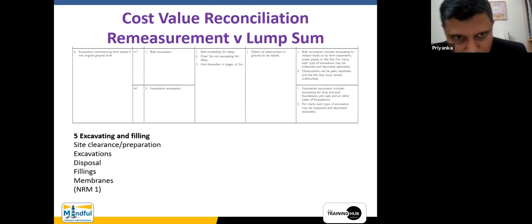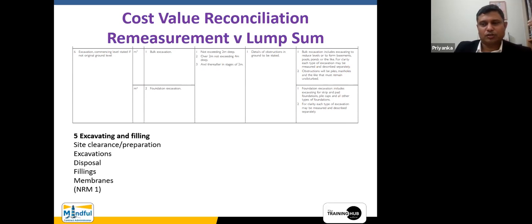Then this is the example that I wanted to talk about, which is the cost value reconciliation exercise for a remeasurement and a lump sum contract. You need to understand this one, because this is part and parcel of a practicing quantity surveyor, especially in construction. Now, suppose you are a contractor's quantity surveyor who is doing a monthly cost value reconciliation.